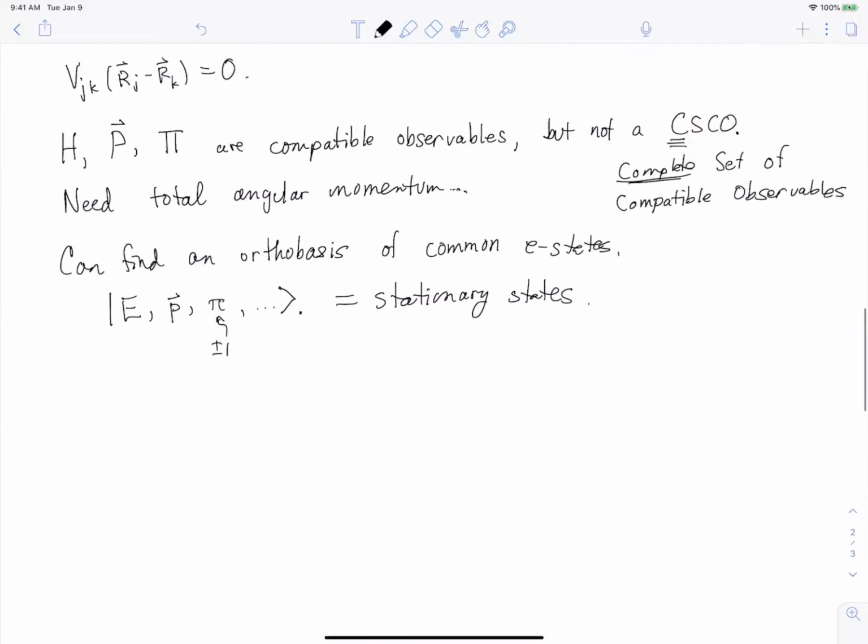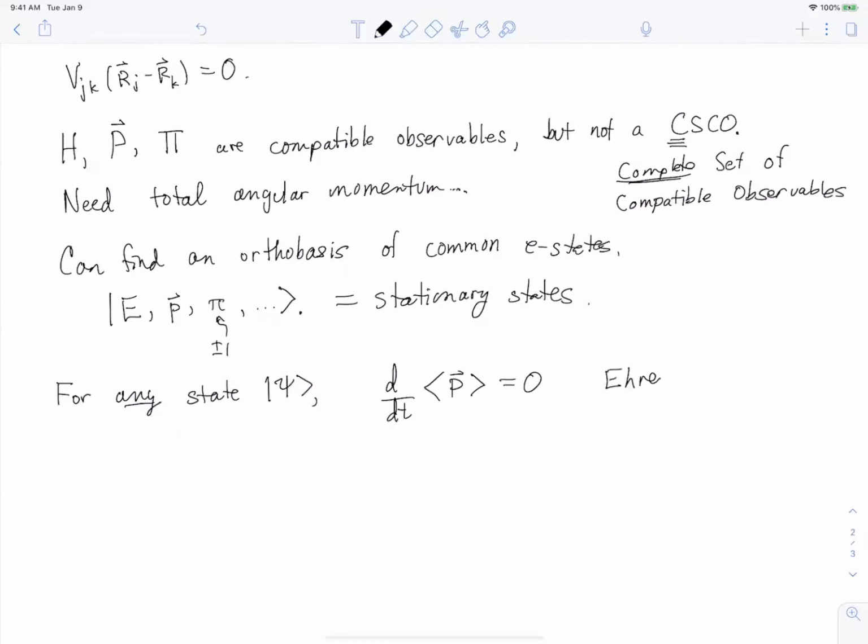But more generally, another consequence of the fact that they're compatible observables is that for any state, regardless of whether or not it's a stationary state, so let me call that psi, the time derivative of the expectation value of the total momentum operator is 0. And that was Ehrenfest's theorem in action.